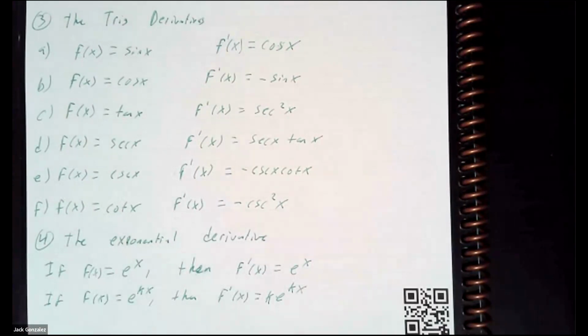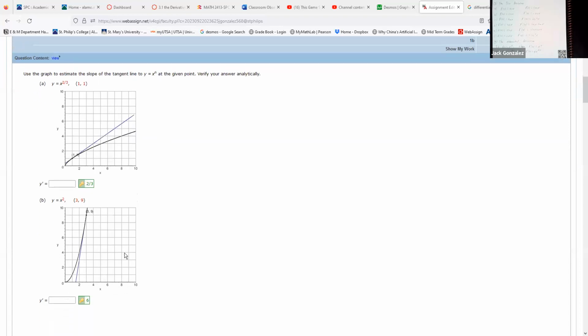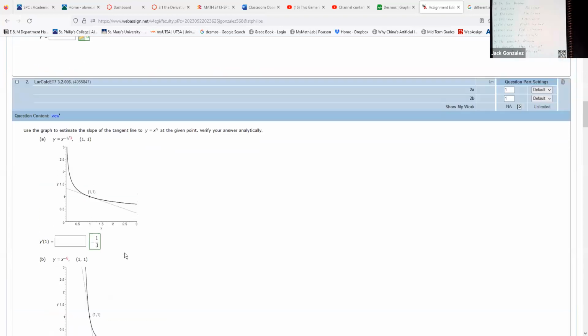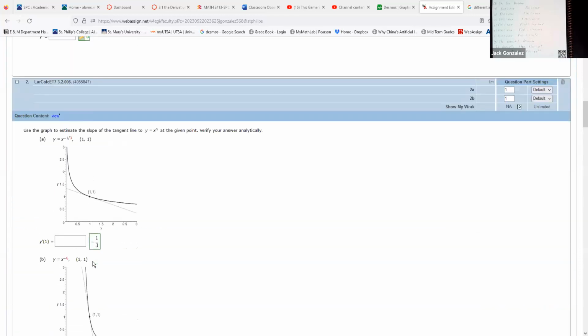All right, that's all we need to do this section. All right, let's skip those. Here you would take the derivative and then plug in 1. Let's do 2, I guess.